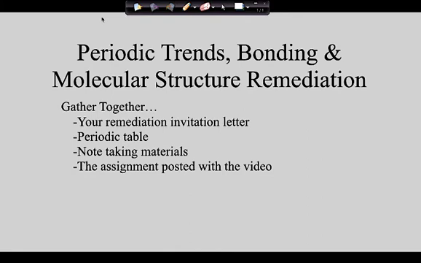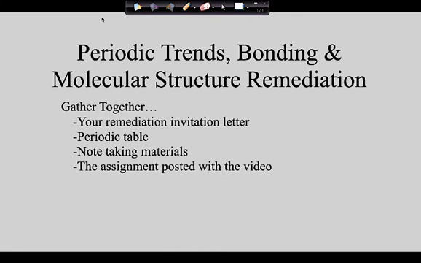So the hope is that if you look over this invitation letter, you'll be able to identify the concepts that you need the most help with, understanding that this remediation video covers all of these concepts, and when you take the remediation retest, you'll be tested over all 4 of them, regardless of which sections of them you did not specifically understand. So you'll need your invitation letter.